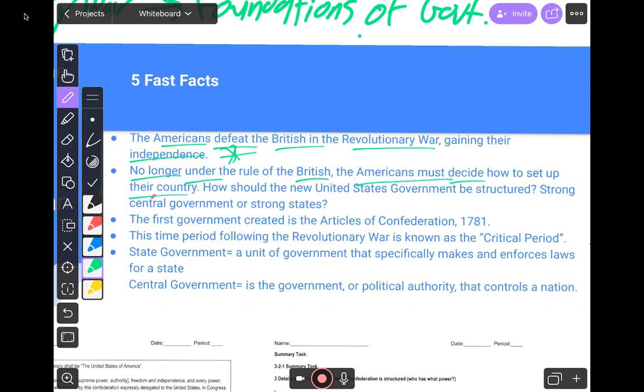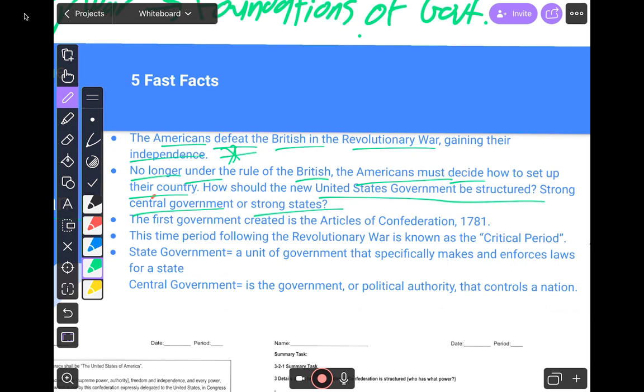How should the United States government be structured? Strong central government or strong states? And that's really the central question that we're going to be looking at today. When the United States creates their first government, are they going to give a lot of power to the states? Are they going to distribute power to the various regions of the country? Or are they going to consolidate the power in a central government, meaning the power is located in one place, and that place and those people rule over the whole of the country?